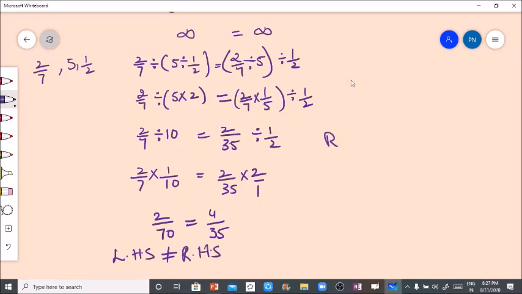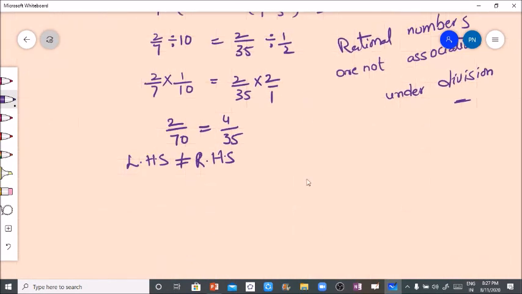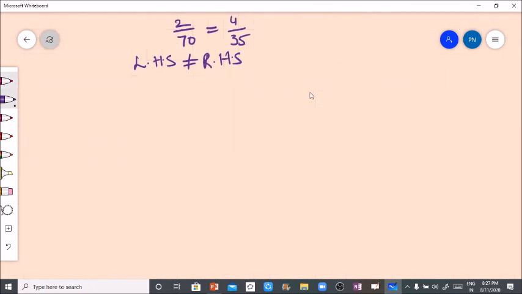That means rational numbers are not associative under division. Okay, the associative property is finished. Next, the next one is the role of 0.